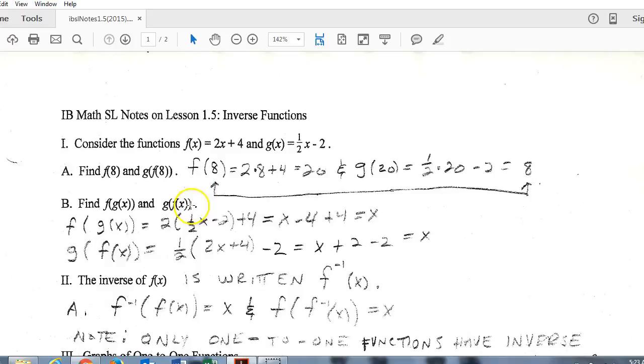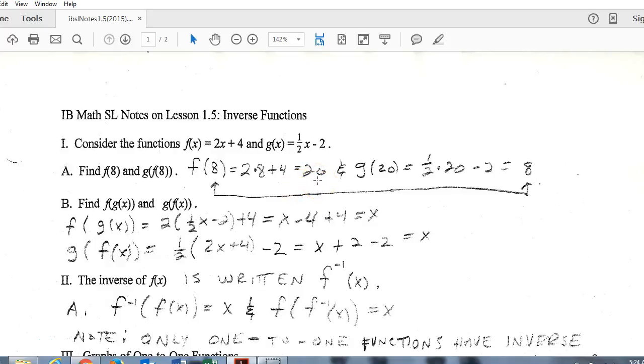As far as inverses go, here's just a couple examples of what would happen if functions are inverses of each other. So if I were to use a domain of 8, so if I were to sub 8 into the f function for x, and then take that answer and plug it into the g of x function, what would happen? Here we are subbing 8 into the f function for x, and you can see we come out with a range of 20.